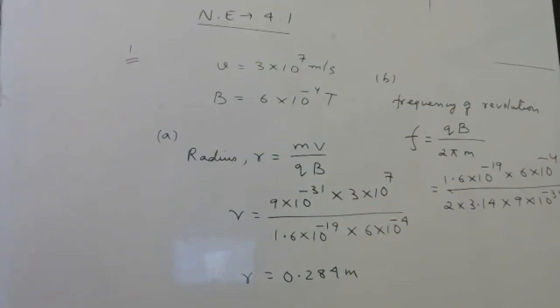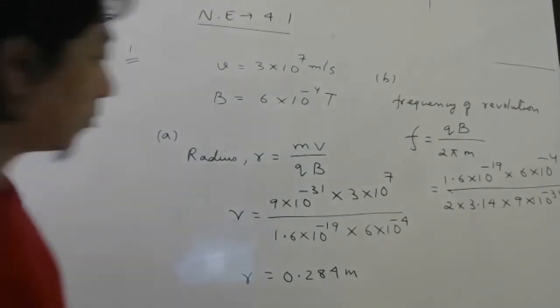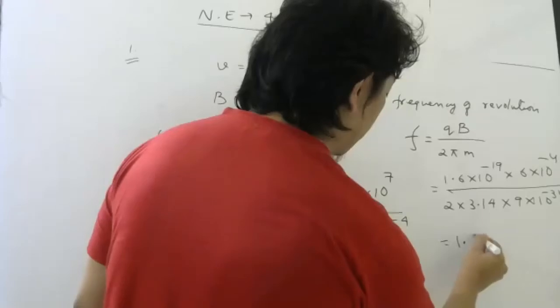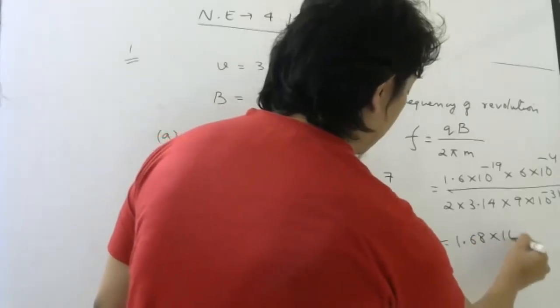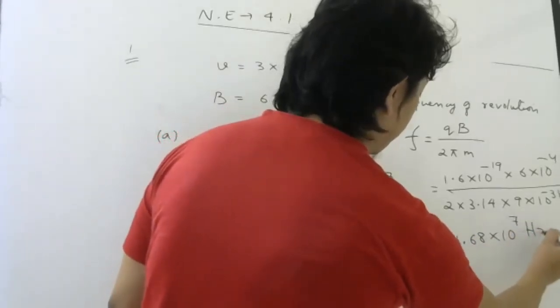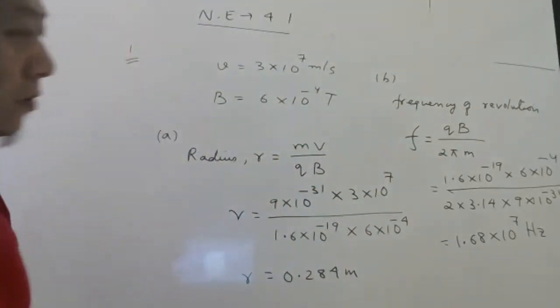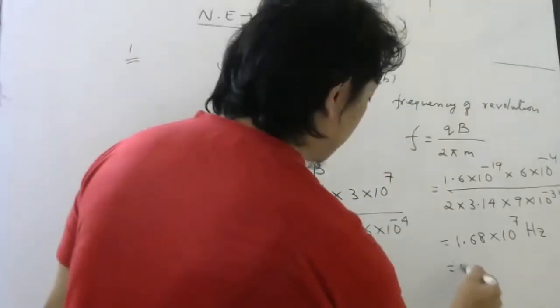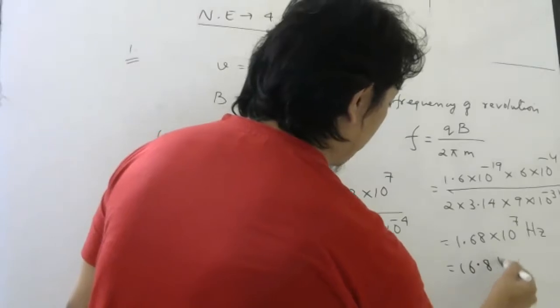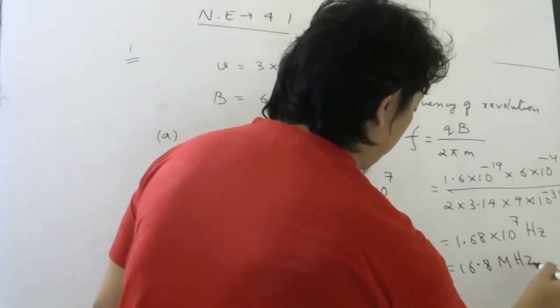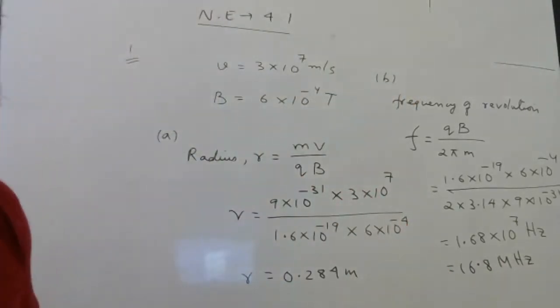This will come a big number. So this will come 1.68 into 10 to the power 7 hertz, which you can also write as 16.8 megahertz. Mega means 10 to the power 6.